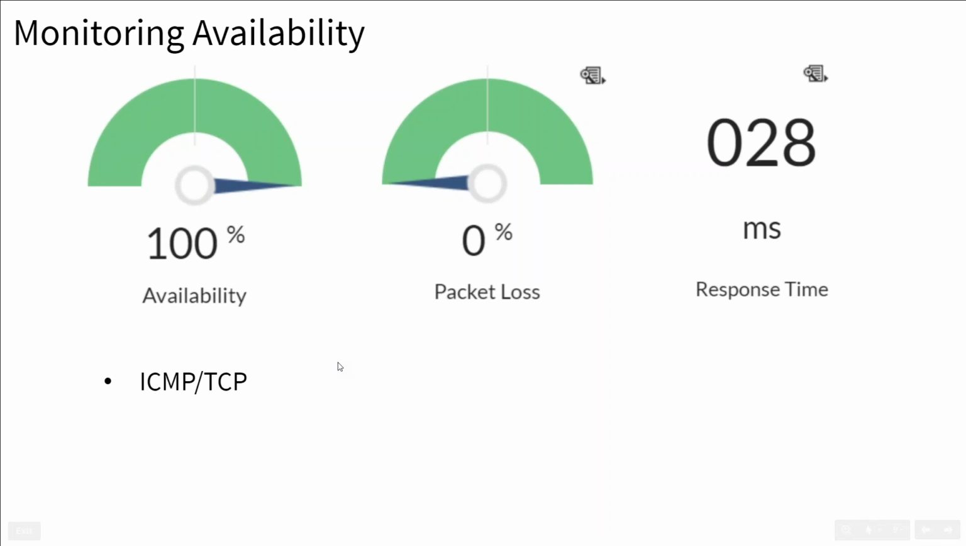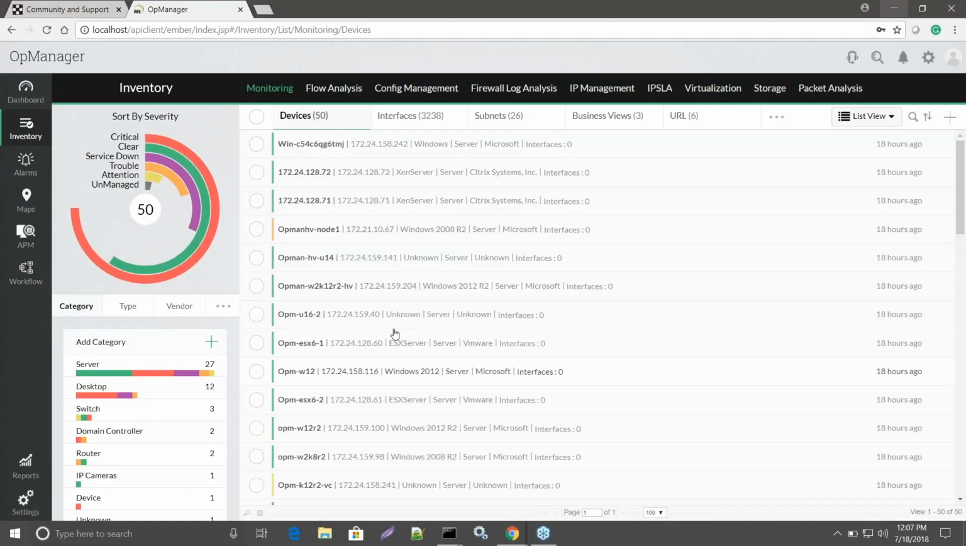For availability of each and every device in OpManager, we use ICMP predominantly by default, and if the device is on a demilitarized zone where ICMP ping is disabled, we also have an option of a TCP port check to know the availability of the device. Let me jump back to the product and show you how the availability monitoring is happening.